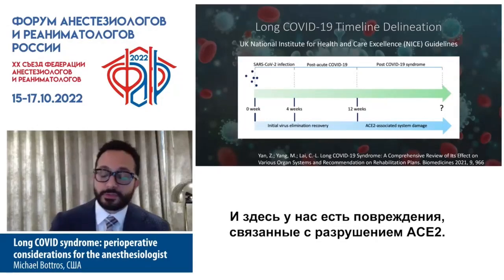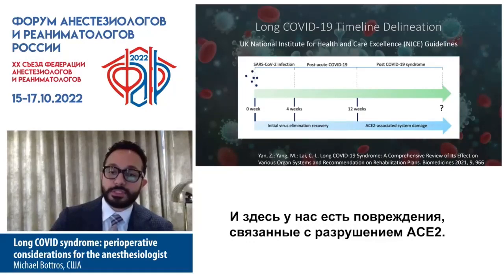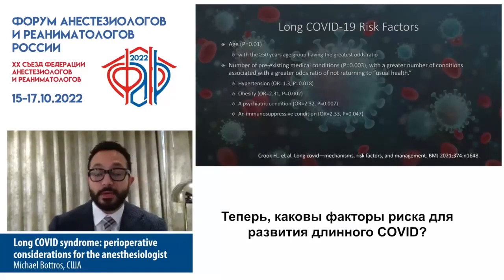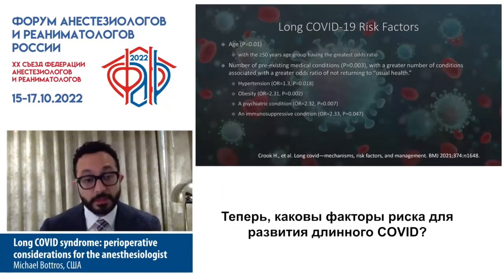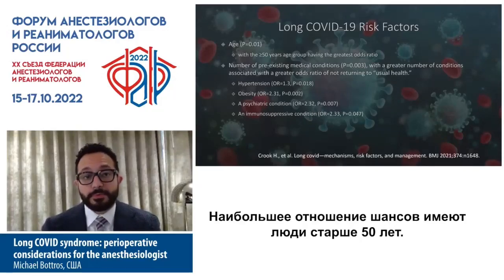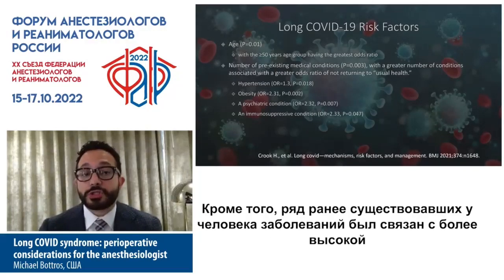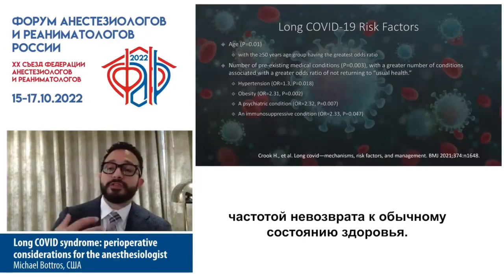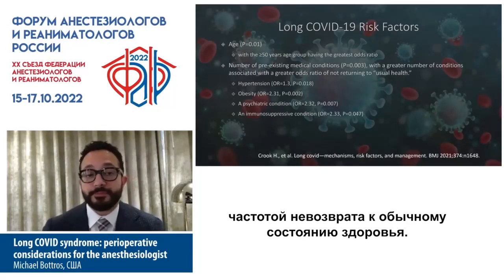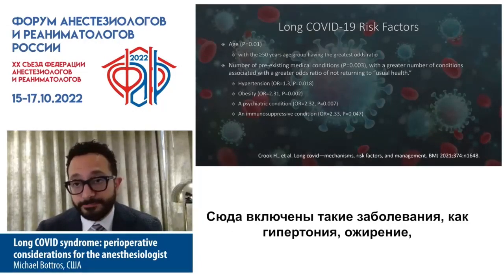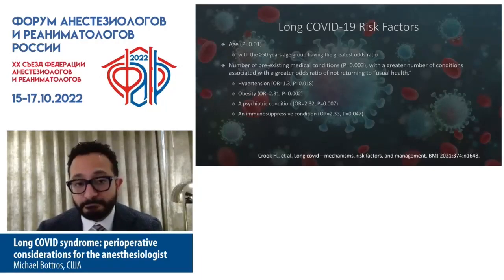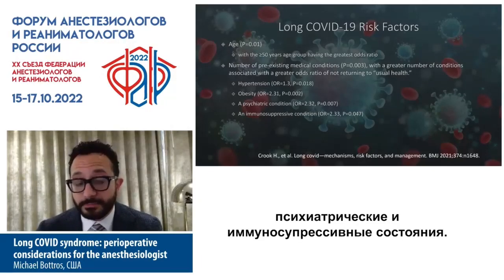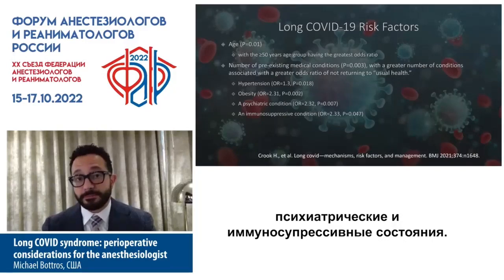And that's where we have the associated ACE2-associated symptom damage. Now, what are the risk factors for developing long COVID? Age. People who are greater than 50 years of age have the greatest odds ratio. Also, a number of pre-existing medical conditions have been associated with a higher rate of not returning to usual health. That includes hypertension, obesity, a psychiatric condition, and an immunosuppressive condition.